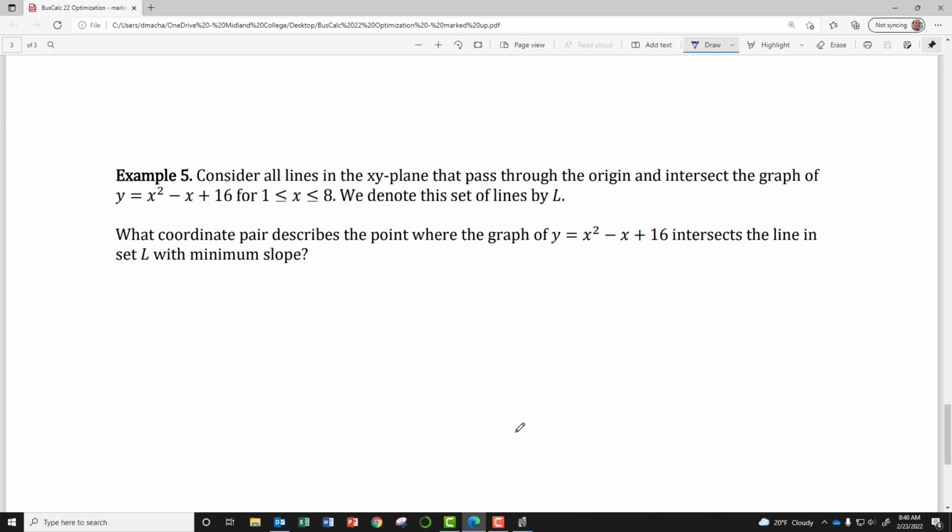This one in example 5 is an extreme challenge, where I would be very proud of you if you could figure this one out.